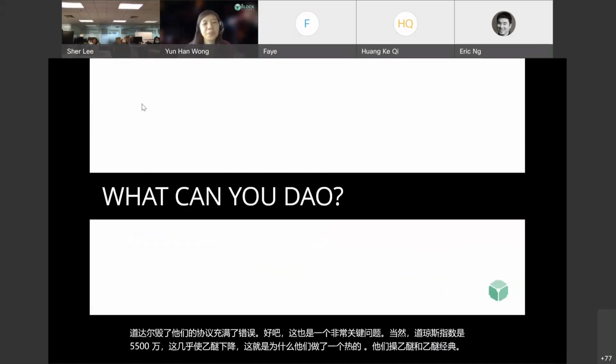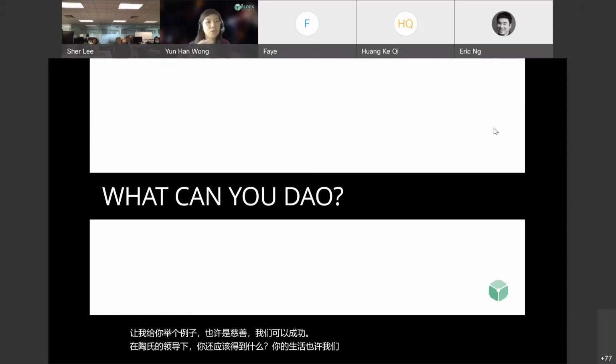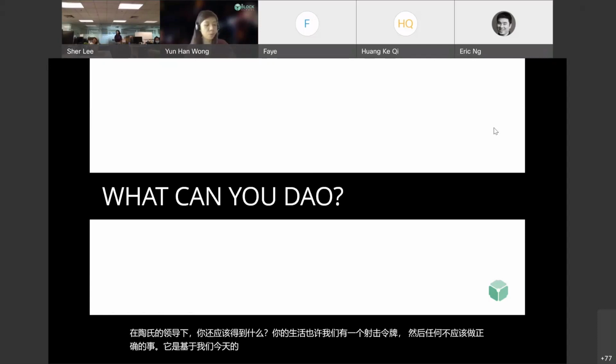Next question for you. What can you DAO? Please share in the chat. What are some use cases of DAO? Let me give you some examples. Maybe charity, we can make it a DAO. What else? Shun, you want to DAO your life. Maybe we have a Shun token, and then whatever Shun does is based on our votes. So today, what Shun needs to do, we will vote for his action.